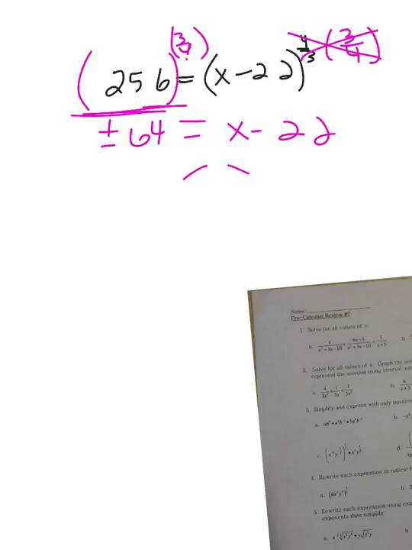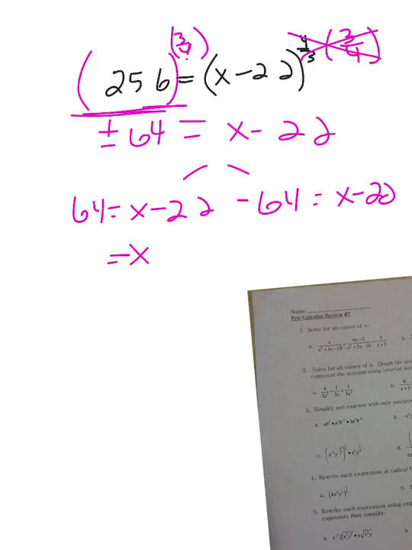Now I'm going to split it. I have 64 equals x minus 22, and negative 64 equals x minus 22. I'm going to add 22 to both sides. I get 86. And over here, I add 22 to both sides, and I get negative 42. Now you have to check it.